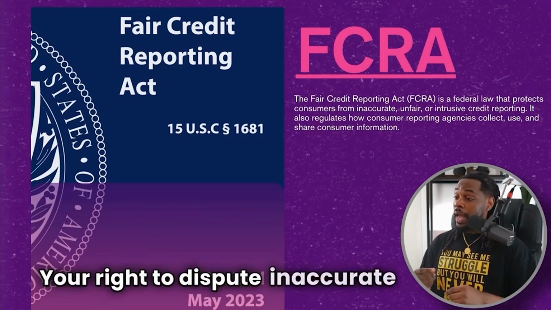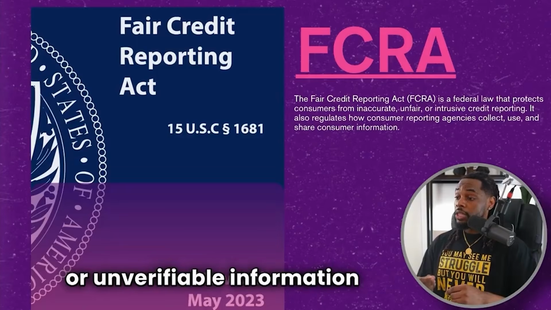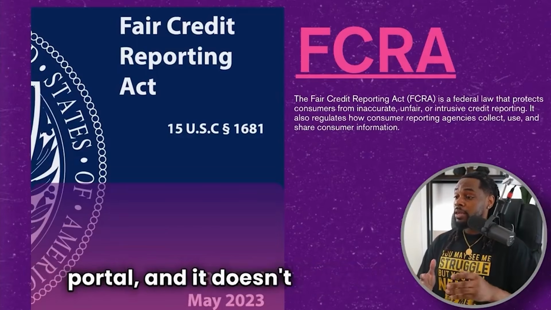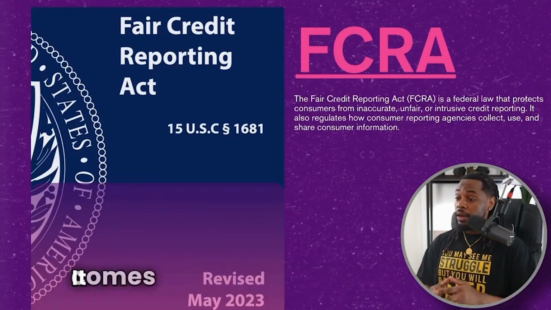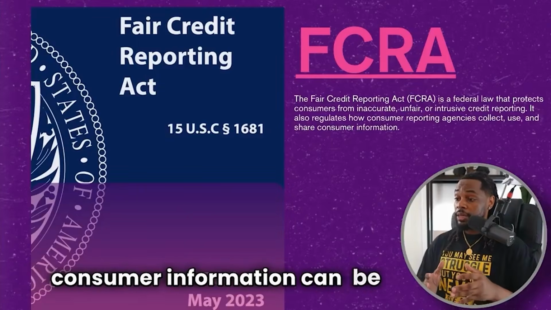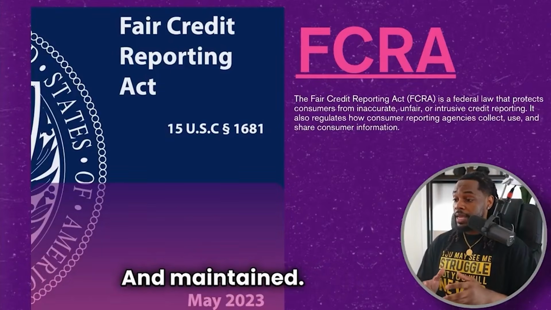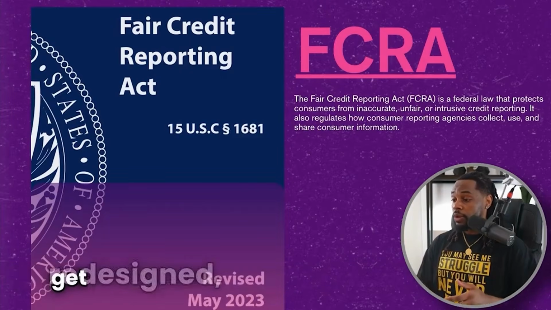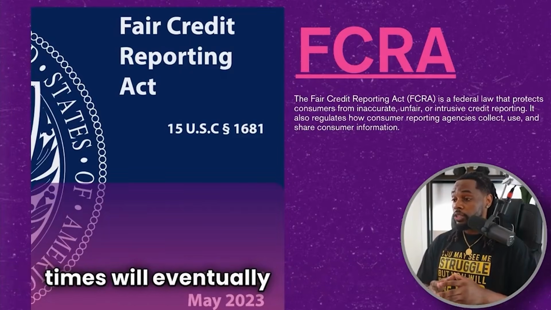Your right to dispute inaccurate or unverifiable information does not come from a website, it doesn't come from a complaint portal, and it doesn't come from a specific agency. It comes from federal law, specifically the Fair Credit Reporting Act, which governs how consumer information can be collected, reported, and maintained. And that distinction matters because systems change, platforms get redesigned, and response times will eventually fluctuate.